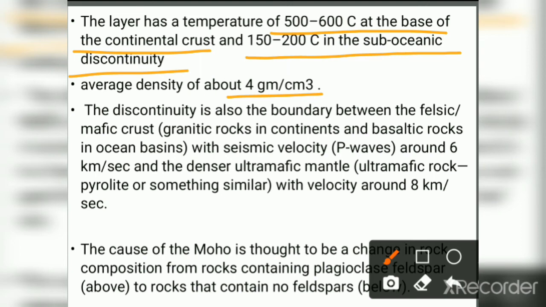So this Mohorovičić discontinuity is also the boundary between felsic and mafic rocks of the crust, with a seismic velocity around 6 km per second, and the denser ultramafic mantle with a velocity of 8 km per second. So the seismic wave velocity transitions from 6 km per second to 8 km per second while moving from crust to mantle. The cause of Moho is thought to be the change in rock composition from rock containing plagioclase feldspar above to rocks containing no feldspar below.